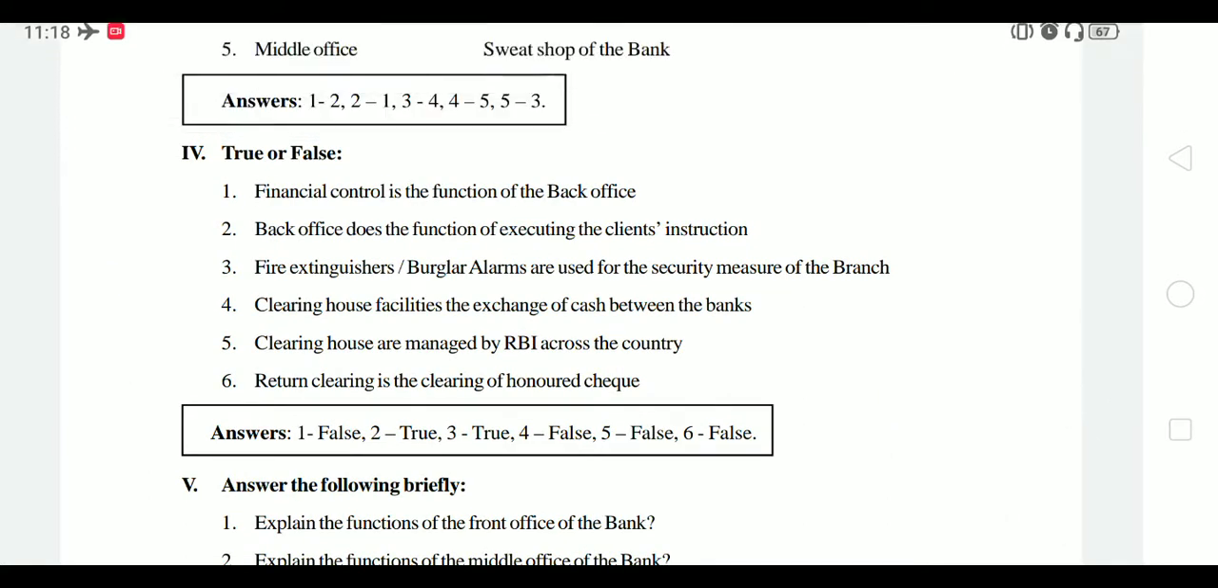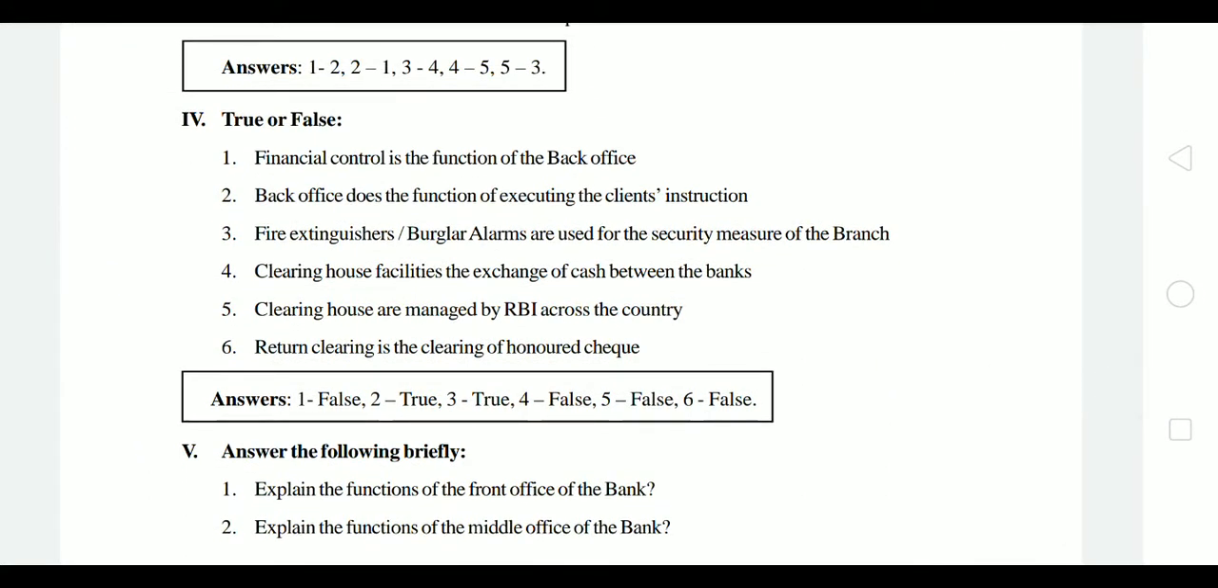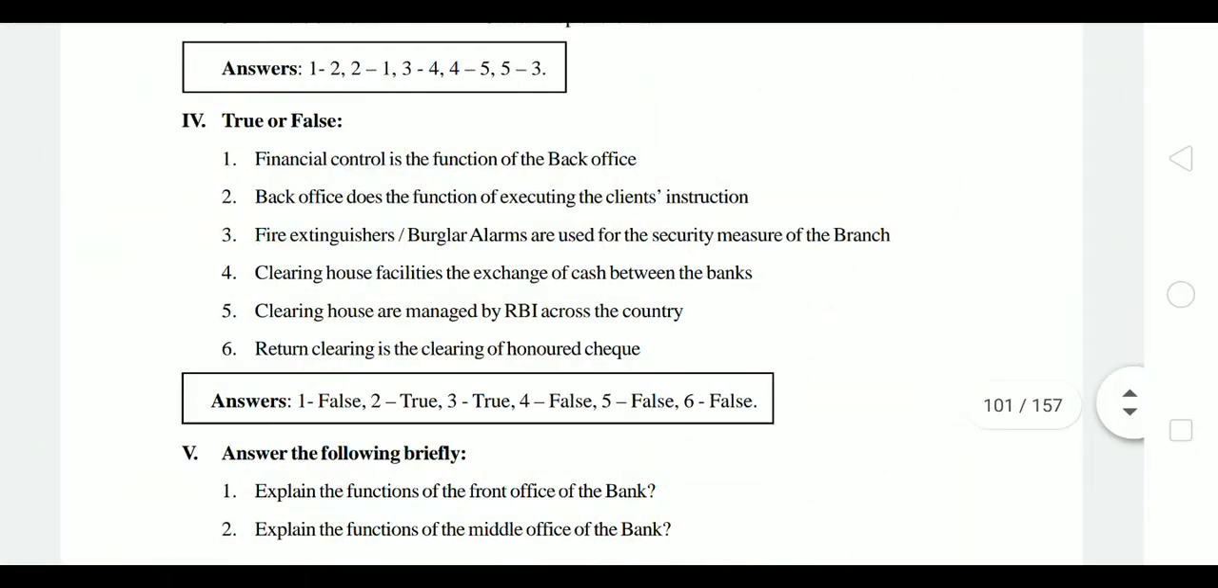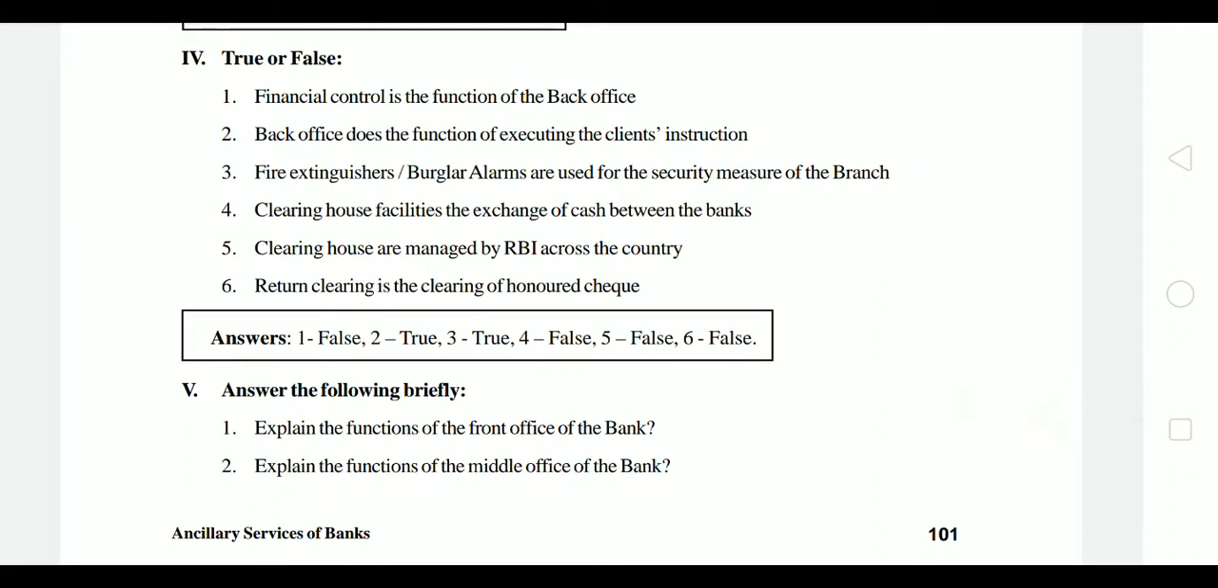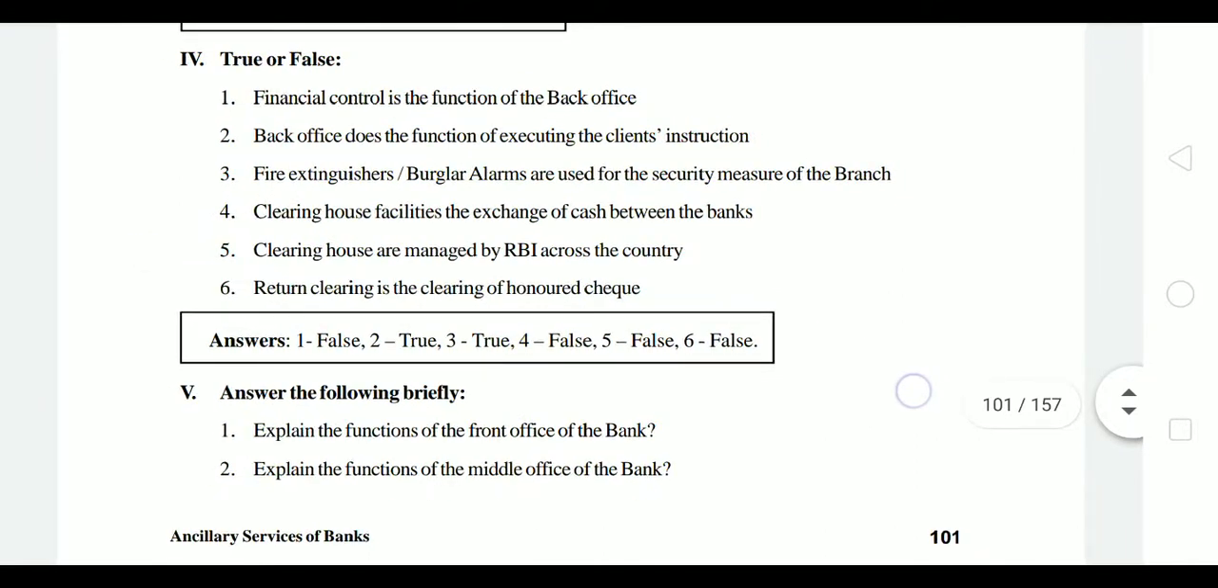Good morning everyone. Today we are going to discuss some important questions, the back exercise questions. First of all, before discussing the questions and answers, I would like to discuss the true and false. So first, true or false: financial control is the function of the back office.